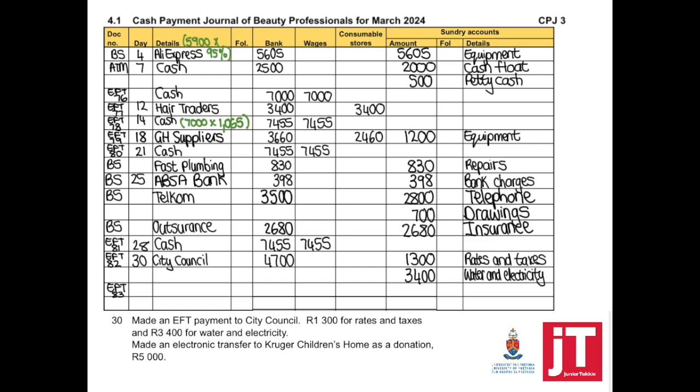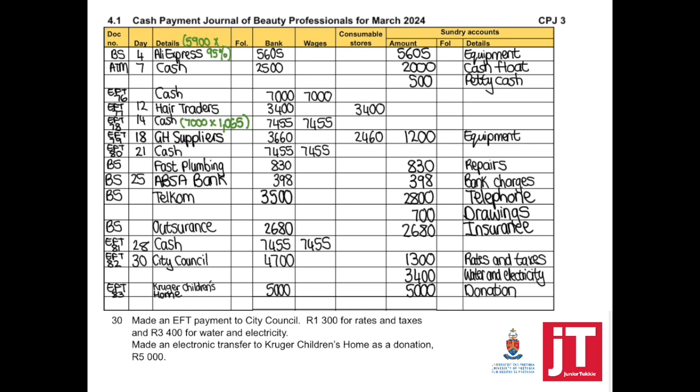So then we made another payment to Kruger Children's Home. How much? 5,000. For what reason? This is a donation. So that's an expense to the business. We donated. We gave back to the community. It's part of our corporate social responsibility, giving back.